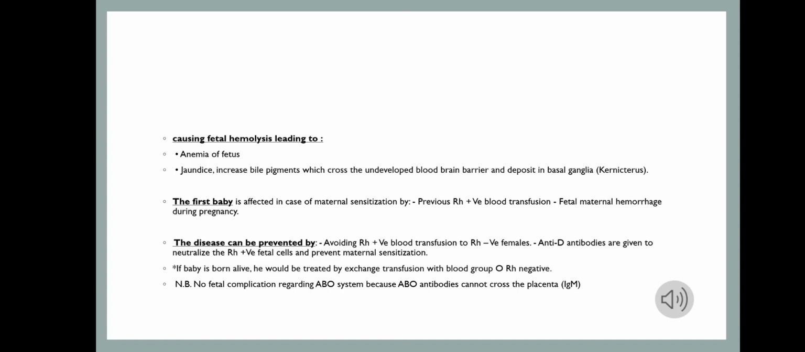If baby is born alive، لو الطفل ده اتولد he would be treated by exchange transfusion with blood group ORH negative. بنديله blood transfusion blood group O وال RH بيكون negative. طيب ما بيحصلش أي fetal complication regarding ال ABO system، لأنه ال ABO system أساسا ال ABO antibodies ما بتعديش البلاسنتا، فبالتالي ما بتعديش ال blood brain barrier.